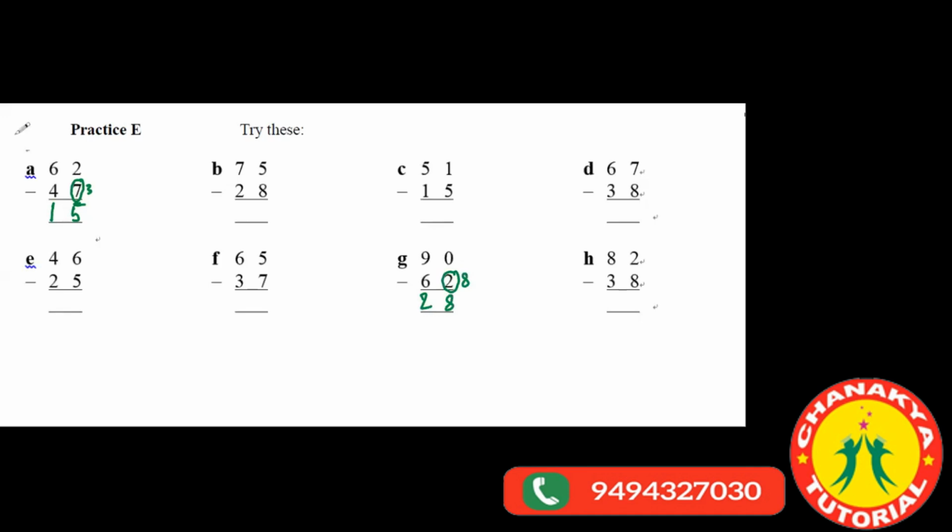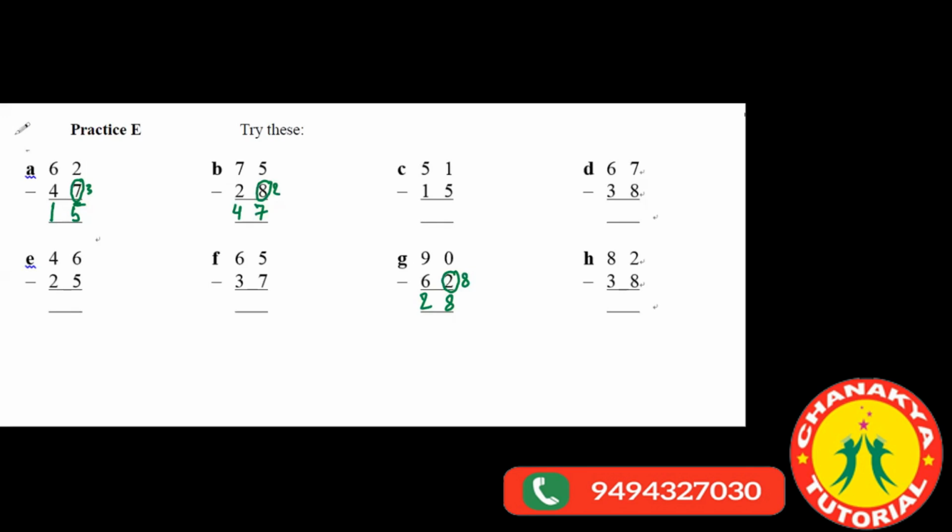Charan. Sir, B part. 7 minus 2 is 5, but we should write 4 because the next number is a mismatch. Okay. The complement of 8 is 2. 2 plus 5 is 7. Good. And whose turn? Anup.